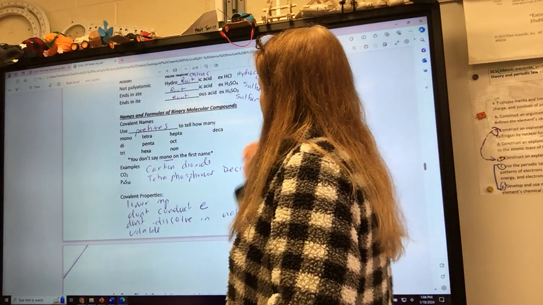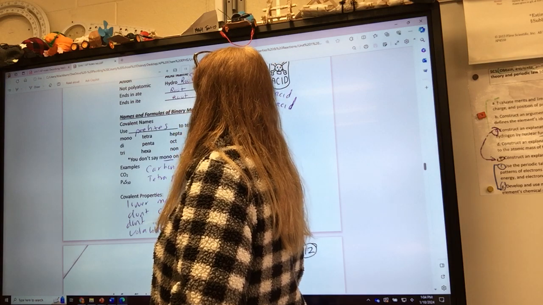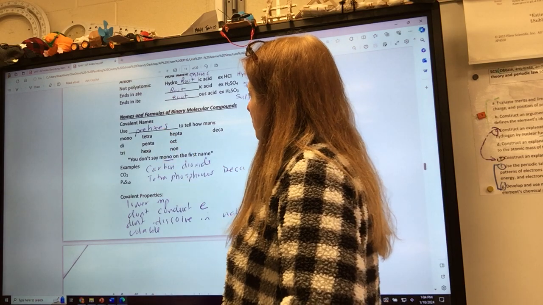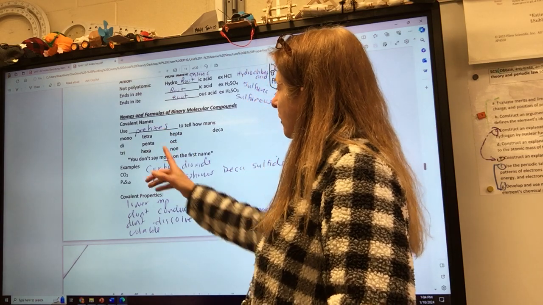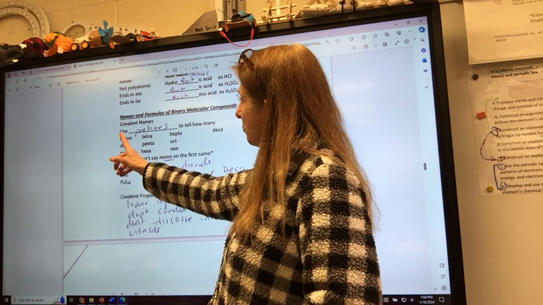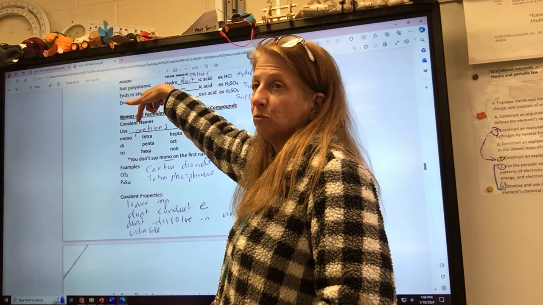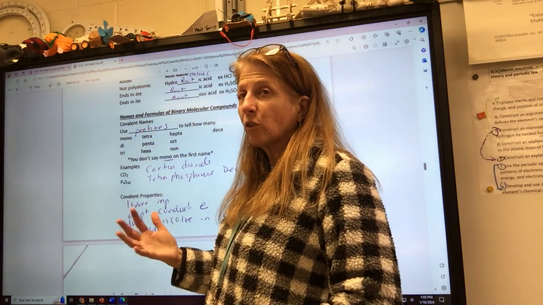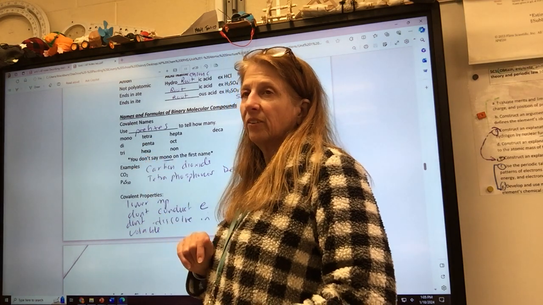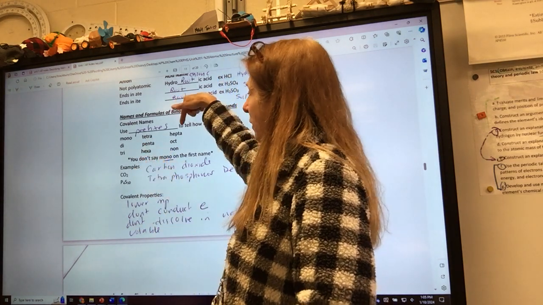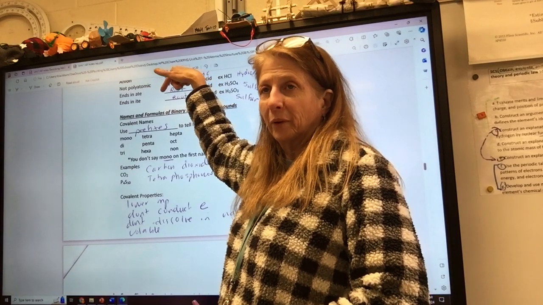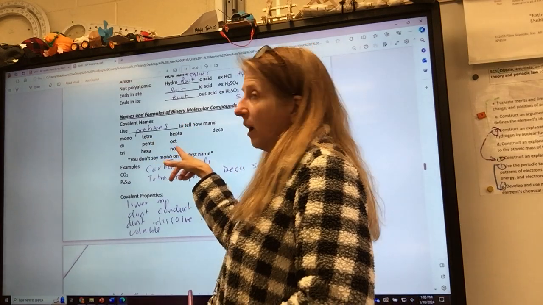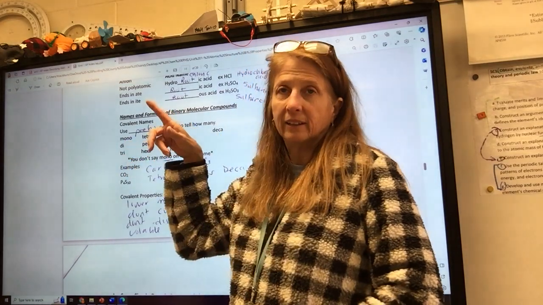Okay, names and formulas of binary molecular compounds. If it's molecular, that means it's covalently bonded. And for covalent names, you use prefixes to tell how many. So counting here, mono, di, tri. That's 1, 2, 3. Tetra is 4, like tetras, right? Penta is 5, like a pentagram, the pentagon. Hexa is 6, like a hexagon. But hepta we don't talk about so much, do we? It's 7. Octa is 8, like an octopus. Nona, 9, deca, 10. Okay?